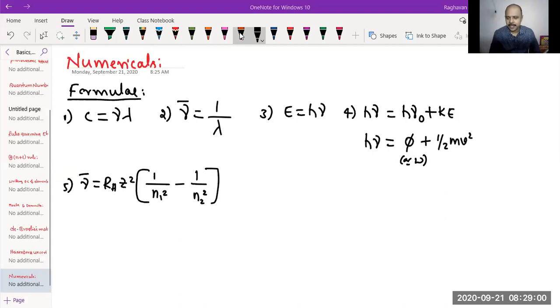Right, let's see. The fourth one is nothing but the photoelectric effect. What is the photoelectric effect? When a metal is exposed to a particular radiation, electrons get ejected. The energy of the incident photon, E, is partly utilized to remove the electron from the metal surface. The energy required to remove the electron from the metal surface is called the threshold energy, E naught, and the remaining energy is supplied to the electron as kinetic energy.